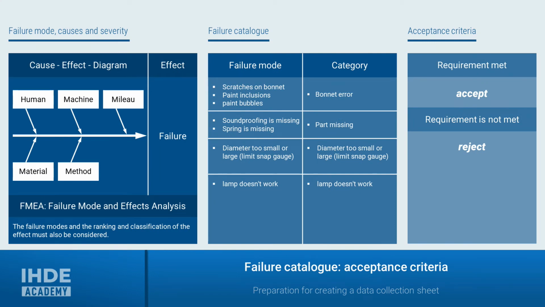All these errors are examples of attributive characteristics. This means that a requirement is either met or not met. There is no in between.